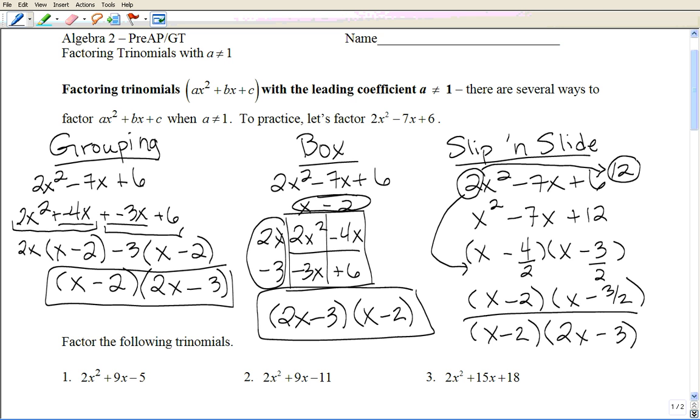So here's the good news. You've been given 3 different options, so you can choose to use any one of them.